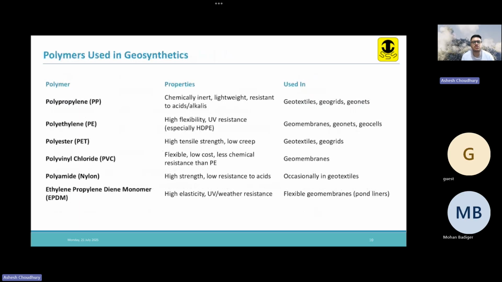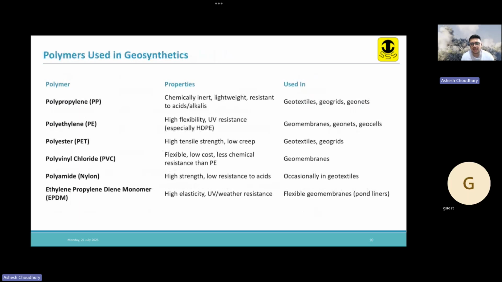So these are some of the polymers. As I said, please go through the textbook that I suggested, Designing with Geosynthetics. If you go through this textbook, you'll be able to learn more about these things in a detailed way, and you should also try to remember which geosynthetic is manufactured with what kind of polymer.